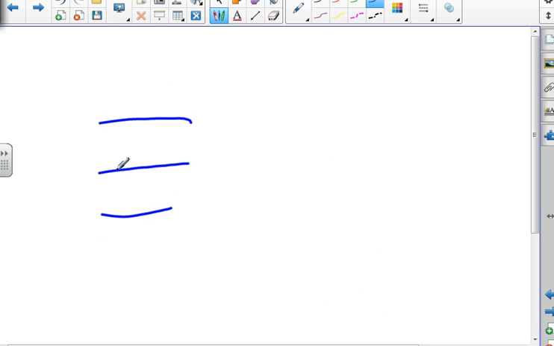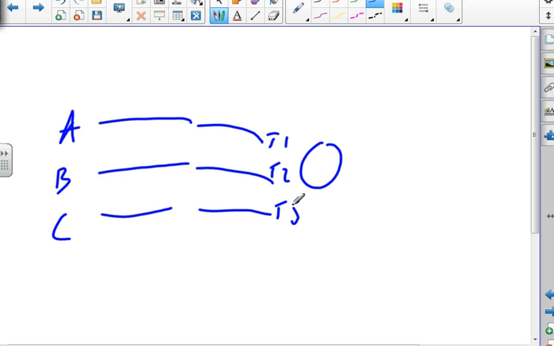If I have phase A, B, C, and I have that hooked up to my motor, T1, T2, T3, then I'm going forward. Forward means clockwise. How do I get the motor to go the other way? Reverse two of the wires. If I hook A to T2 and B to T1, keep C hooked up to the same place, then I'm going to reverse the direction of the motor.